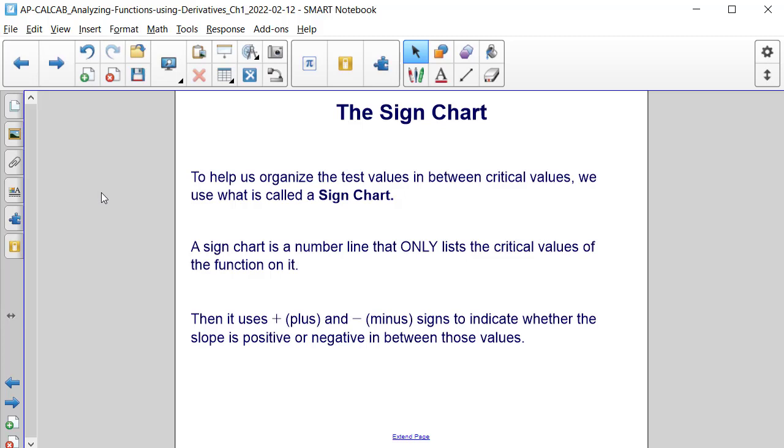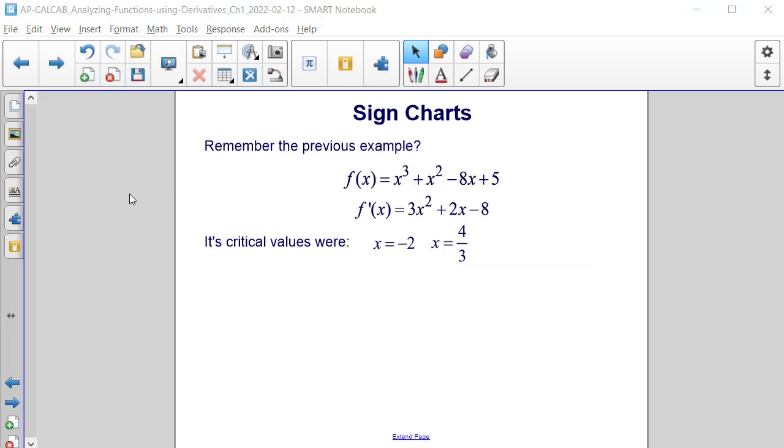To help us organize the test values in between the critical values, we use what is called a sign chart. A sign chart is a number line that only lists the critical values of the function on it. Then it uses a plus sign and a minus sign to indicate whether the slope is positive or negative in between those values. Do you remember this previous example?